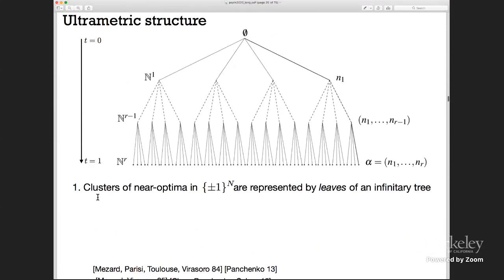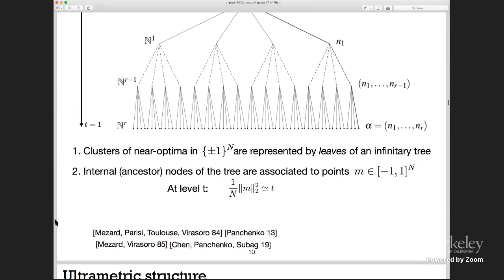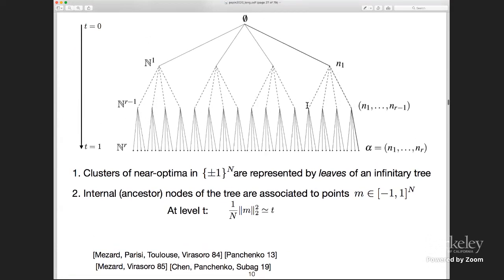This is related to our problem in the following sense: the clusters of near optima in the hypercube are represented by the leaves of this infinitary tree. So the leaves of this tree represent the clusters of near optima, and the ancestral nodes in this tree, at this level for instance, are associated to points m that are inside the solid cube. We're indexing this tree by an interval from 0 to 1, and at level t of that tree, the points inside the cube at that level have norm t when properly normalized, okay?